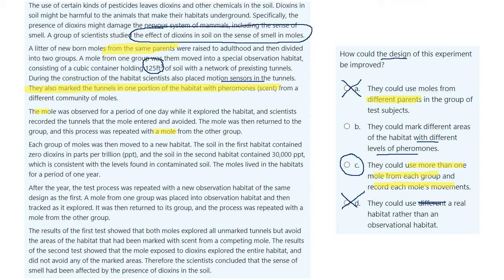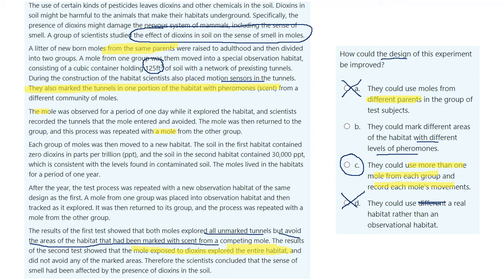So, what happened over the 1 year? In the beginning, they only explored the tunnels where there was no scent. They avoided the areas where there was a marked scent. But after 1 year, the mole exposed to dioxins explored the entire habitat. They did not avoid any areas.